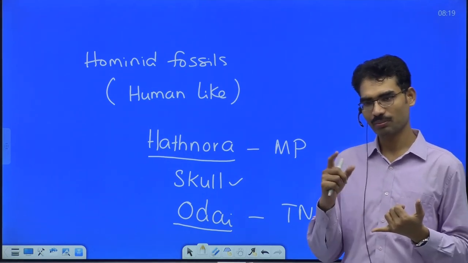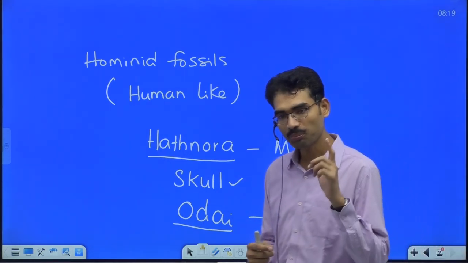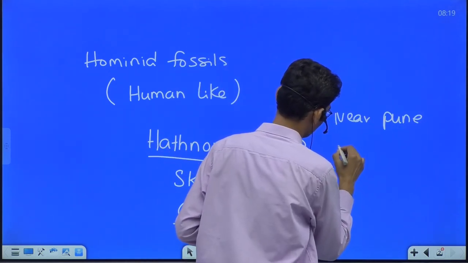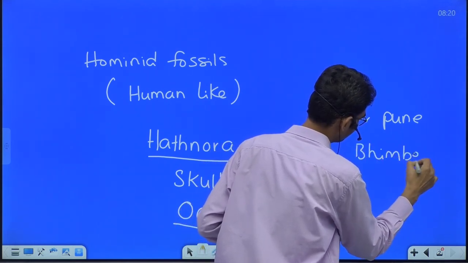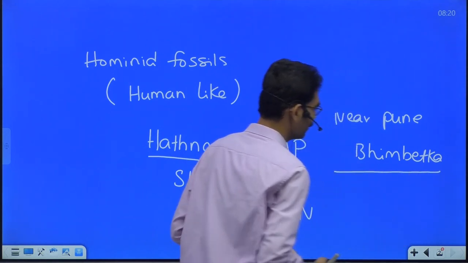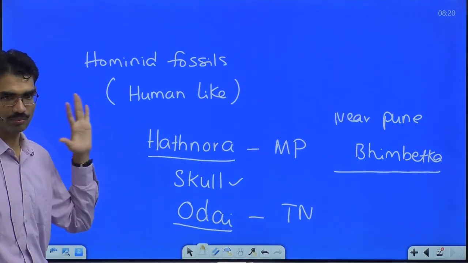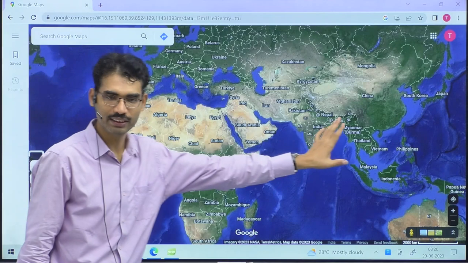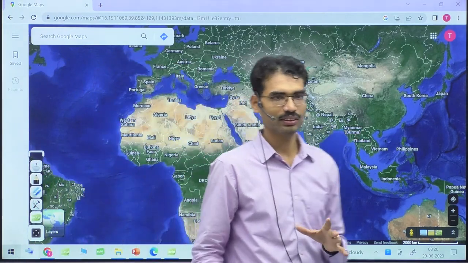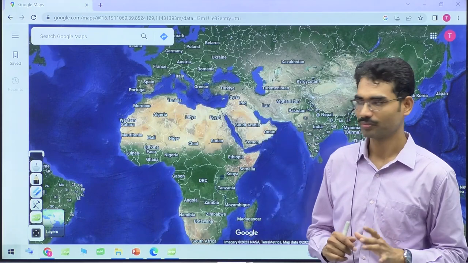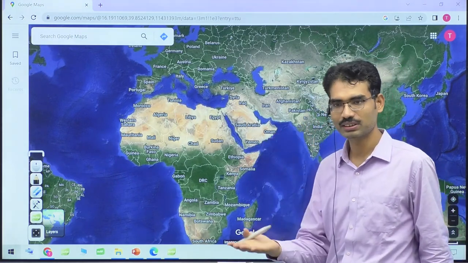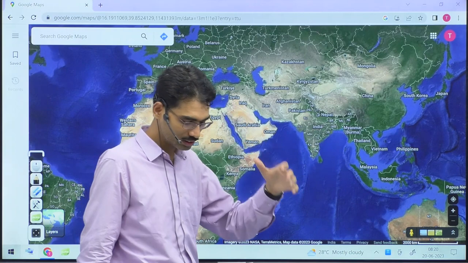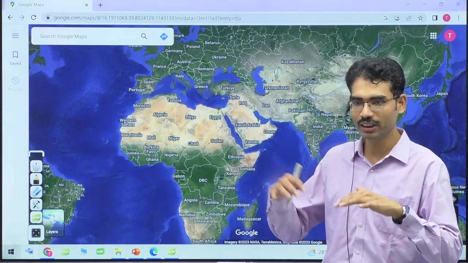And in Bimbetka also some evidence is there, but still not confirmed. Near Pune also. Near Pune and Bimbetka, evidence is there, but research is still going on, but these two are confirmed. So this is how hominid-like fossils were identified in India also. This is very important when it comes to the colonial perspective, because they were always saying that India was not a civilized one. Indians don't know how to live. British came here to civilize Indians.